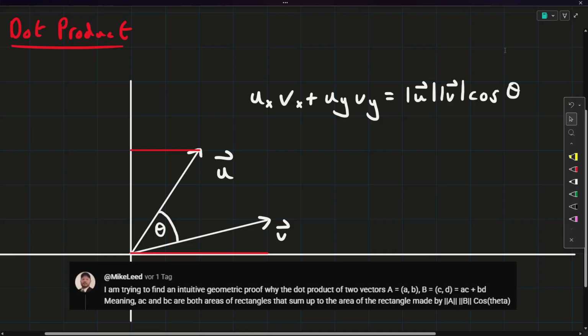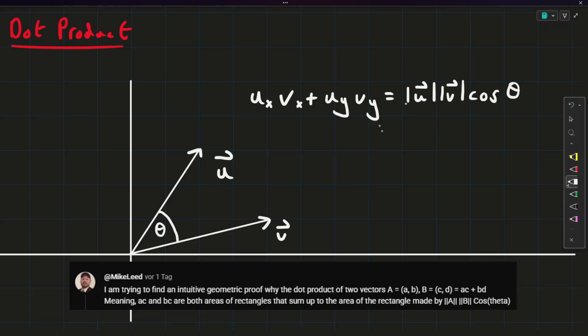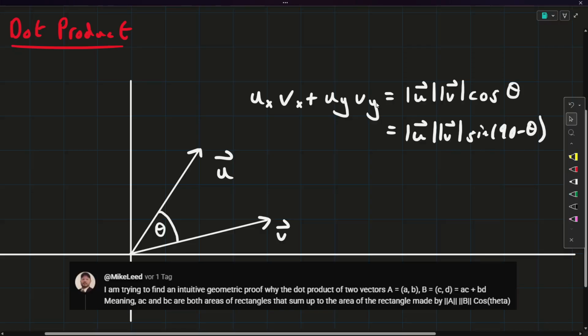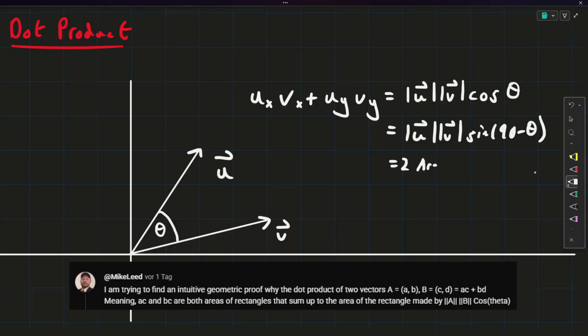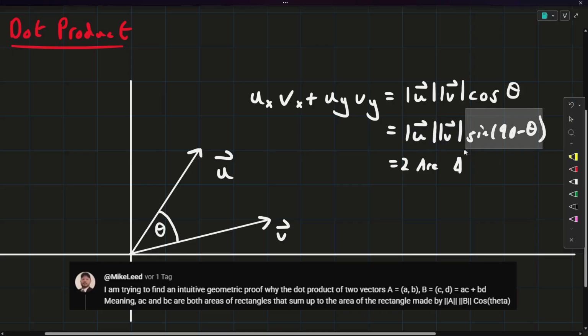It would be ideal if we had a width and a height, so that might motivate us to rotate one of the vectors by 90 degrees. And that also works out really nicely because this almost looks like the area of a triangle, but doubled. So if we do this, u, v, and if we rewrite cos theta as sine of 90 minus theta, well then this is now double the area of a triangle. So this is double the area of a triangle, because the area of a triangle is a half times the distances times the angle between them.